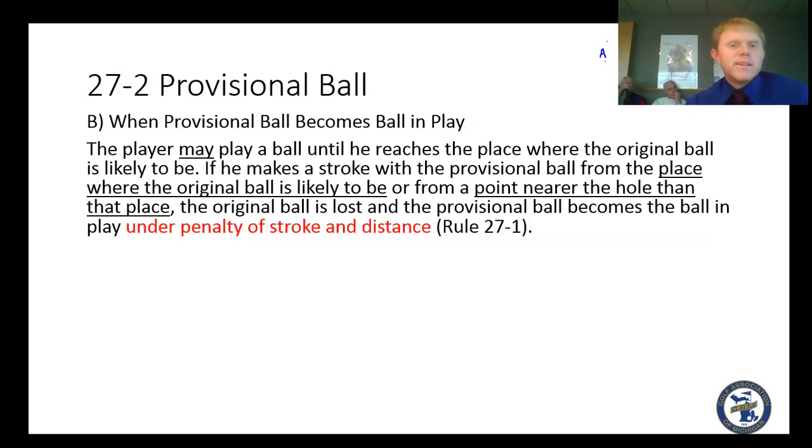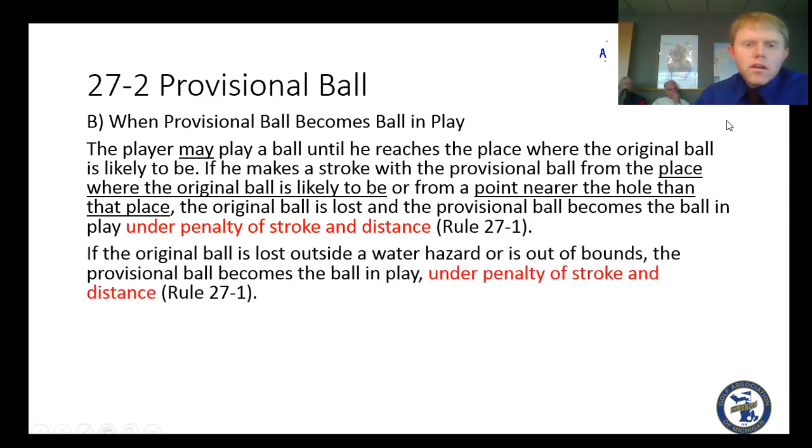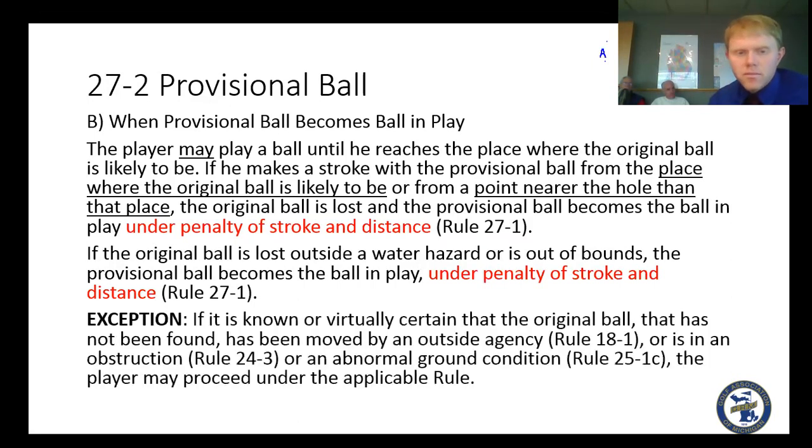Okay, good. So once they do that, if they were to play a ball from point C in our situation, then their original ball would be lost, and then you're going to play the provisional ball. If the original ball is lost outside of a water hazard or is out of bounds, the provisional ball becomes the ball in play. Again, if we have determined that the ball is lost or is out of bounds, then that provisional ball becomes the ball in play under a penalty of stroke and distance.